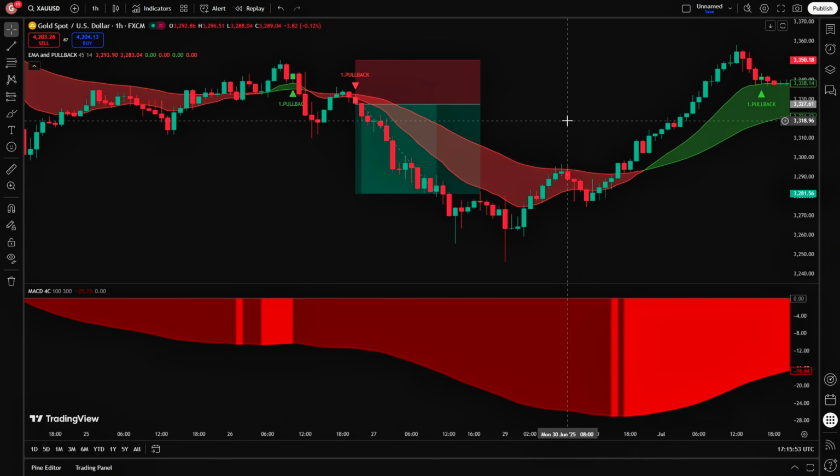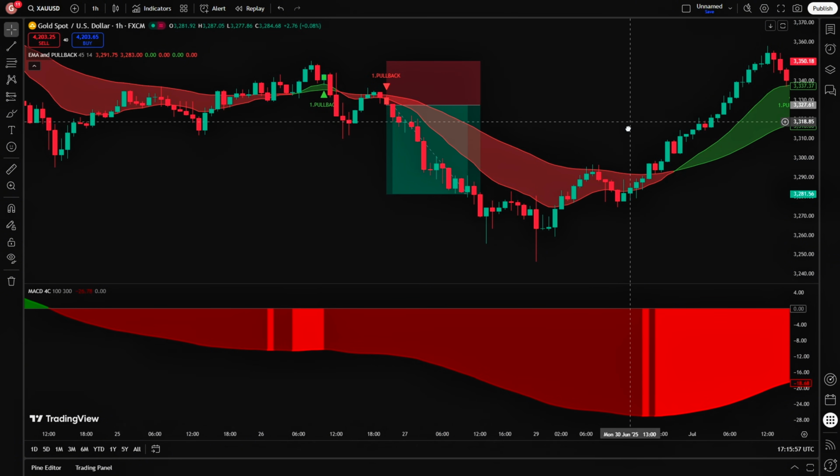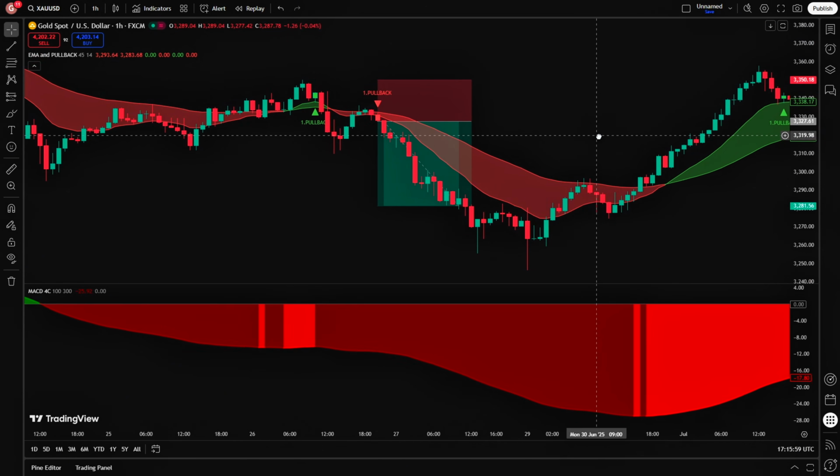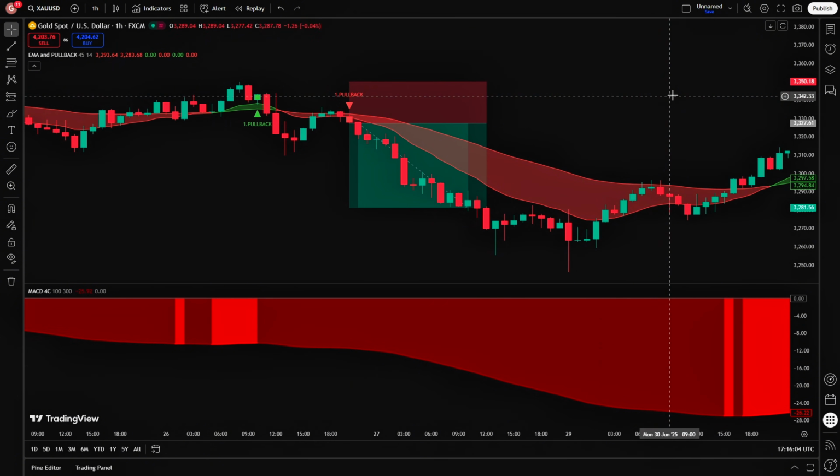Entry rule. Enter a sell trade at candle close. Stop loss, slightly above the recent swing high. Take profit. Maintain a 1-to-2 risk-to-reward ratio.